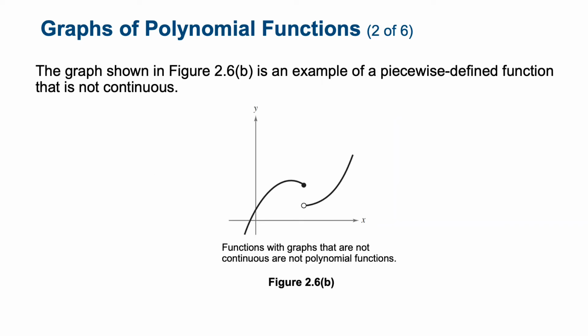This is a piecewise function here that is not continuous, right? So this is not a polynomial, it's a piecewise defined function. Maybe this piece is a polynomial and this piece is too, but together it's not continuous.